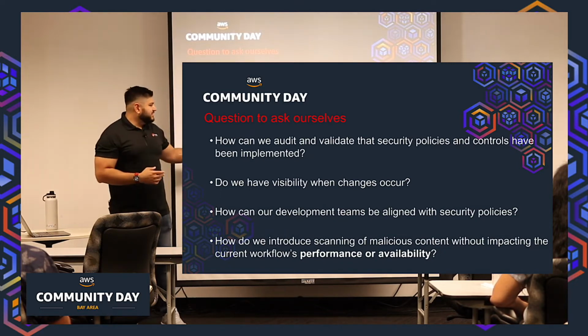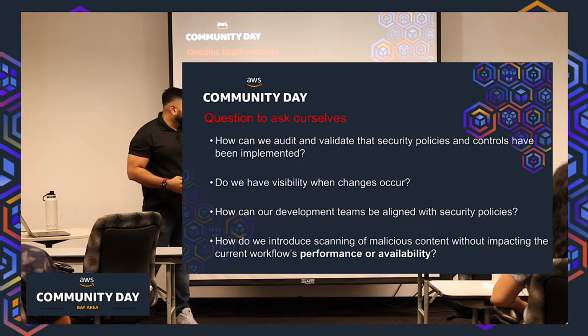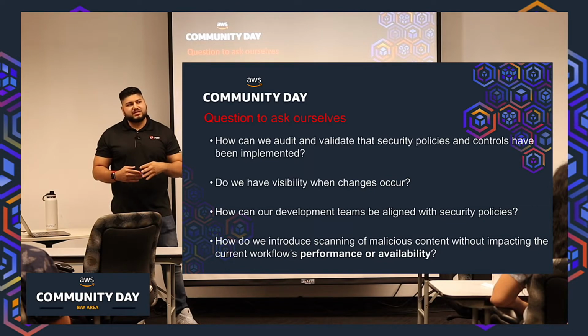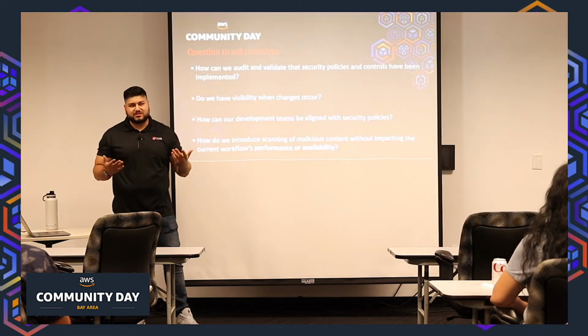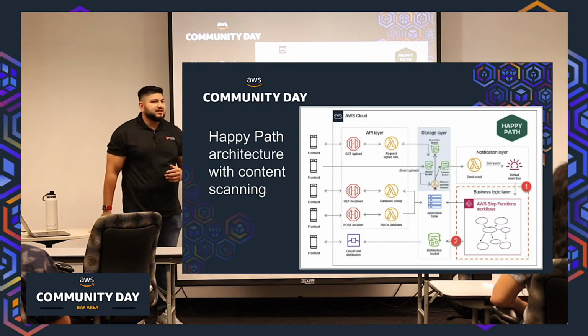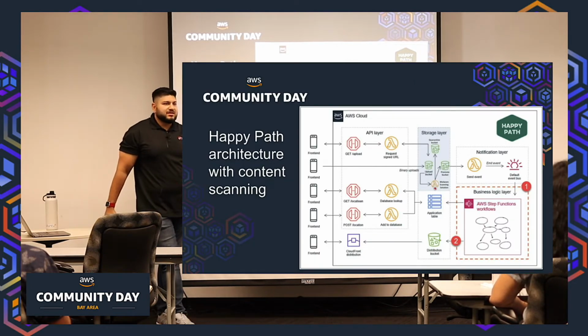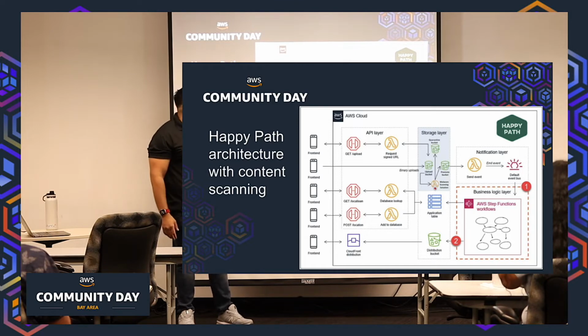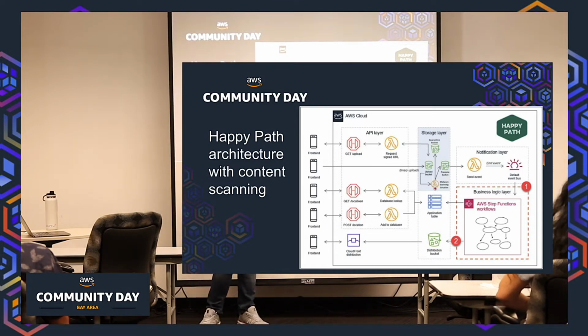The last but not least is this workflow of malicious content. All this content that's going into S3 buckets, how do I make sure that it's not malicious today? Let's take a look at that Happy Path architecture again. Here you can see some changes that have happened in your S3 environment. What you're looking at is an upload bucket, a separate bucket. Everything goes in here.